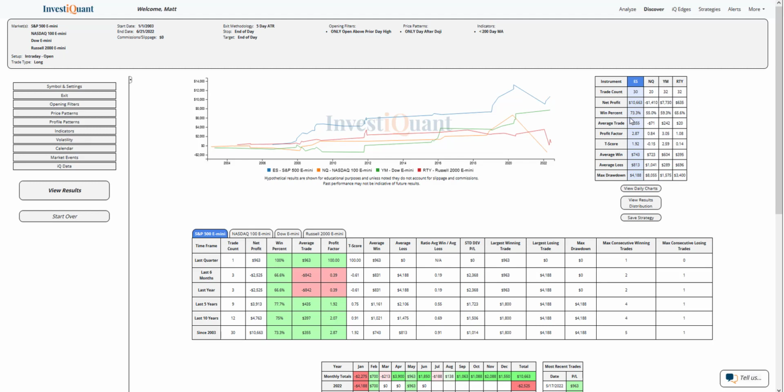If we look at the win rates on them, the S&P is coming in the strongest of the group. 73% of those have closed above the opening print the following session. For the NASDAQ, it's 55%. For the Dow, 59%. For the Russell, 66%.